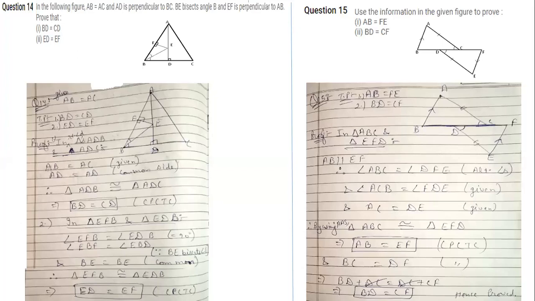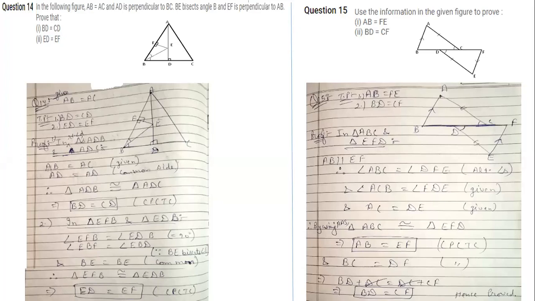See question number 14. In this figure, AB is equal to AC and AD is perpendicular to BC. BE bisects angle B and EF is perpendicular to AB. Prove that BD is equal to CD, and ED is equal to EF.